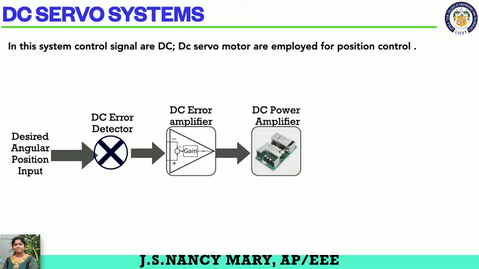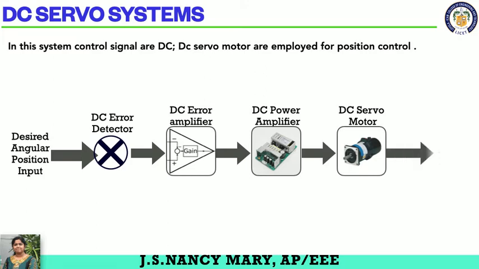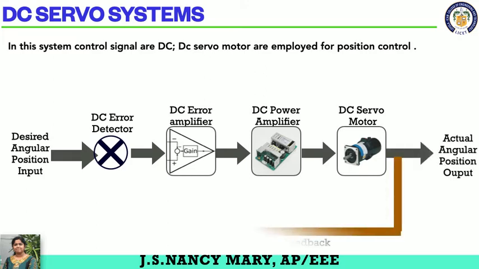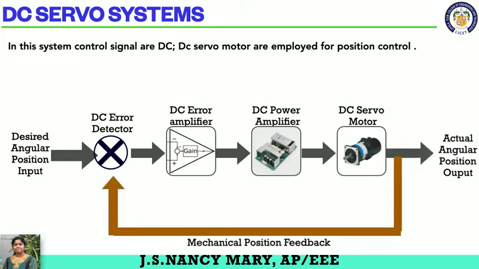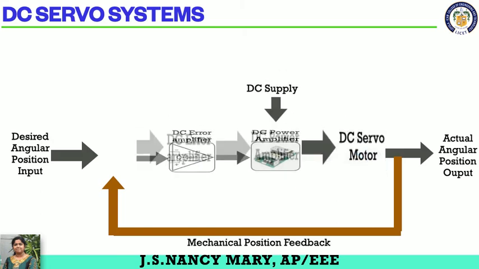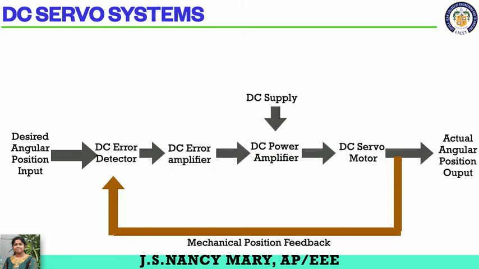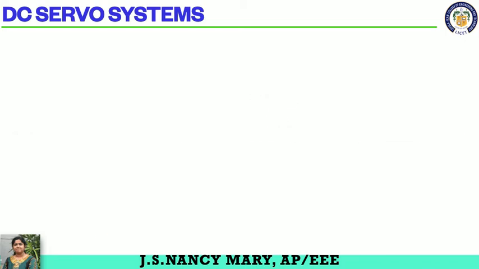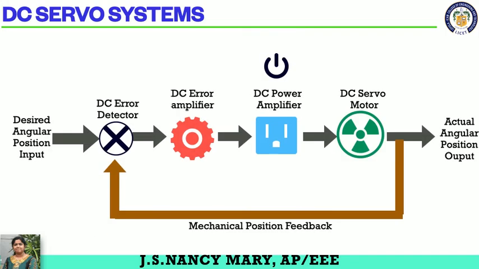Then it goes to the power amplifier, which will give the signals to the motor. Then we will have the actual output, which is measured and given back as feedback. Okay. So here I have a DC supply for the DC power. So now I'll explain the working of this.